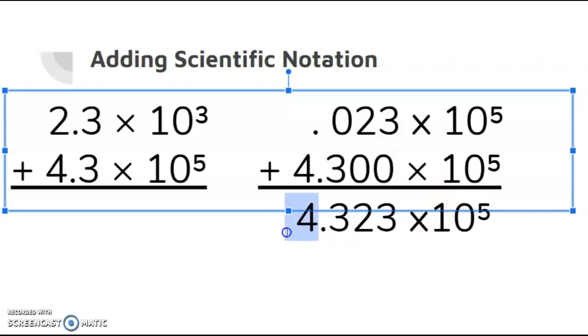And we also want to check this number in front once again to just make sure that it's between 10 and 1. And it is, so we know that this is our scientific notation.